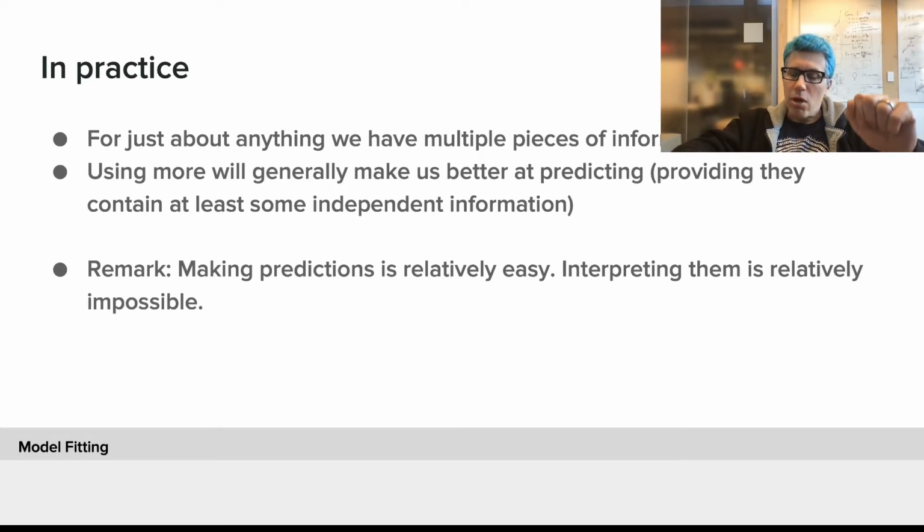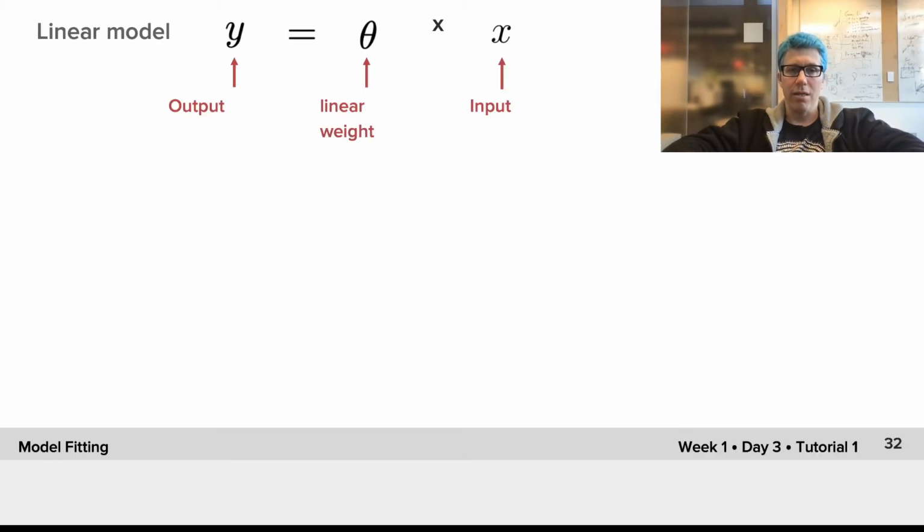I also want to make a remark here, and we will talk a lot more about it: making predictions is relatively easy. That's why it's so useful. That's why much of data science and industry is driven by making predictions. But interpreting predictions is relatively impossible. It's extremely difficult, both from a statistical power perspective as well as from a causal inference perspective, as we already discussed earlier in the course.